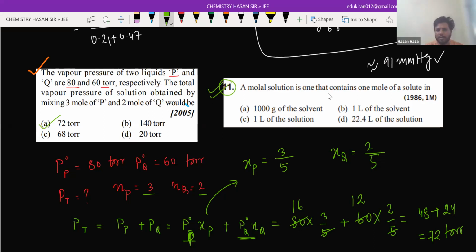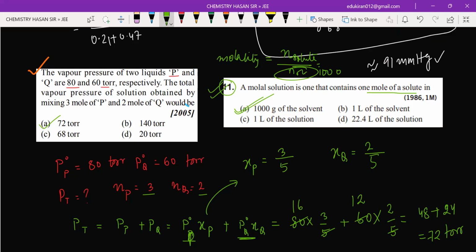A molal solution is one that contains 1 mole of a solute in, you know that molality has a formula that is equal to number of moles of solute upon mass of solvent in kg. Mass of solvent in kg, that means per kg 1000 grams. So 1 mole of a solute in 1000 gram of solvent. So I think it's clear to all of you, right? Arif? Yes, sir.